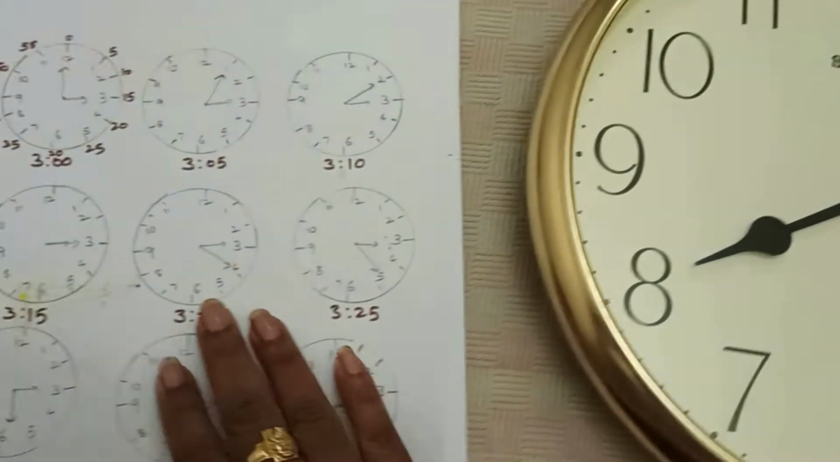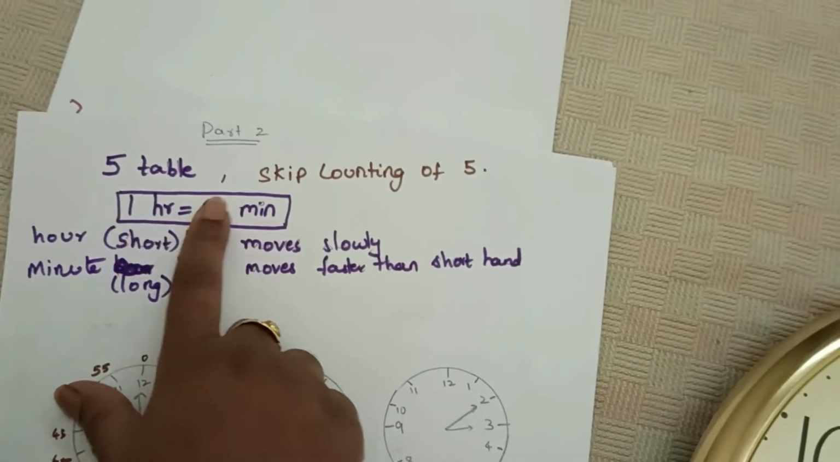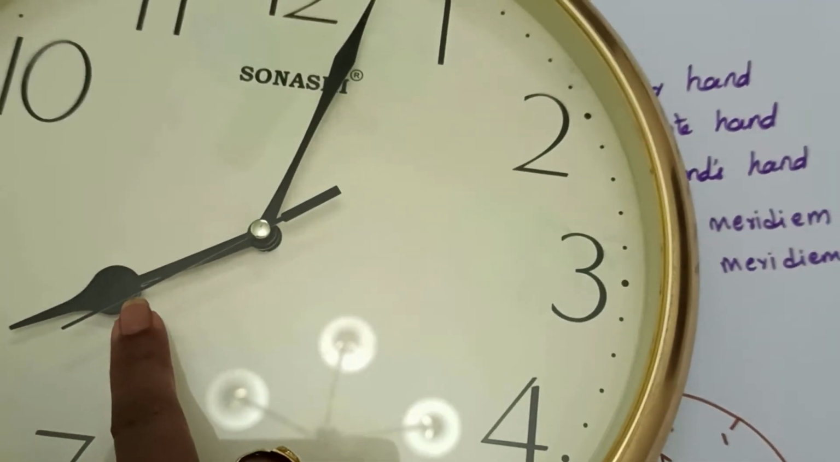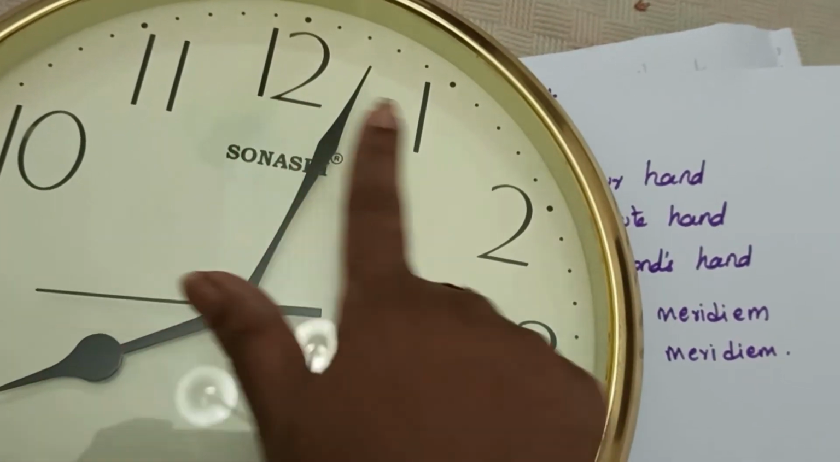Now before starting part 2, the child has to understand that 1 hour is equal to 60 minutes. The hour hand moves slowly, and compared to the hour hand, the minute hand will move a bit faster.